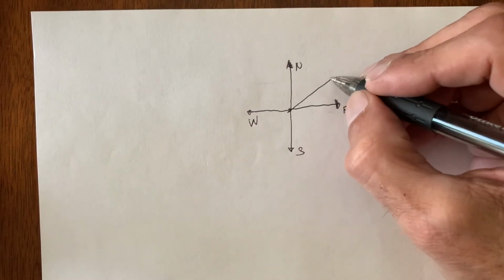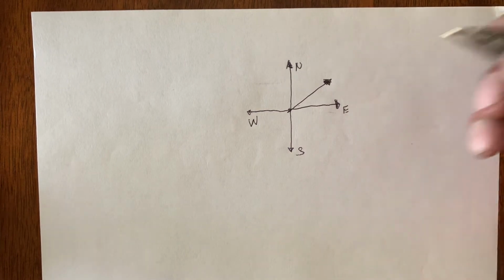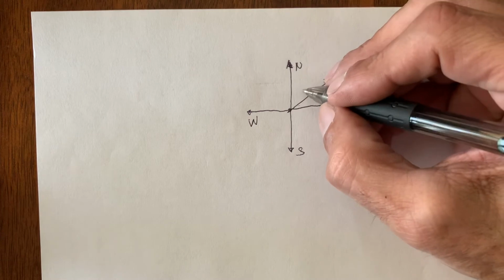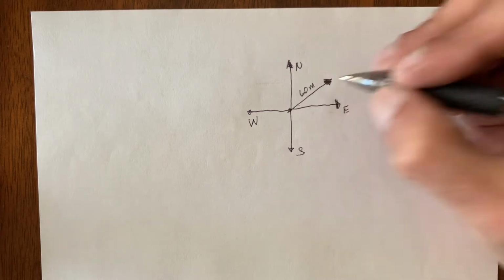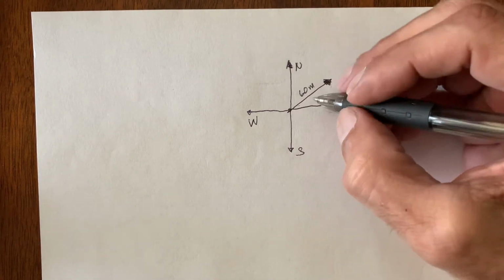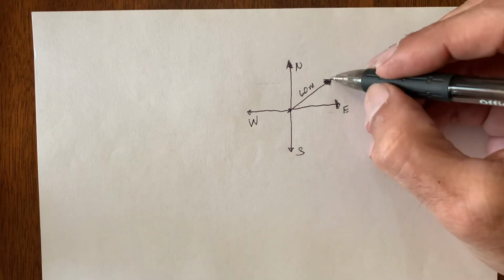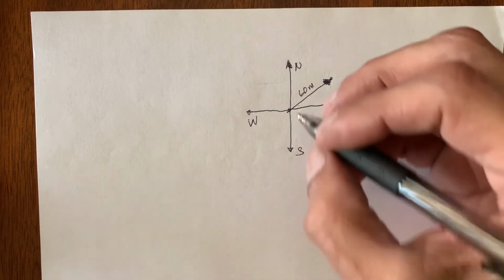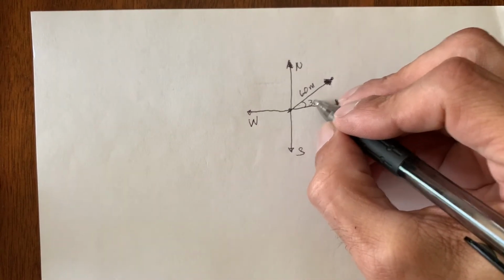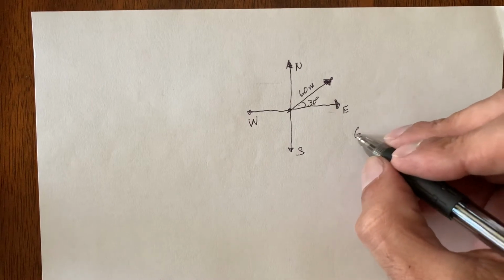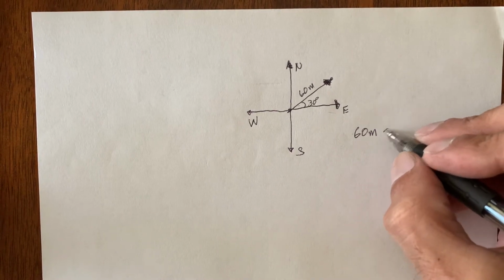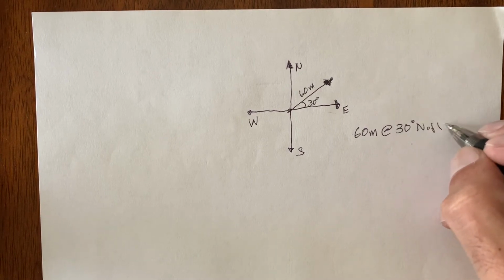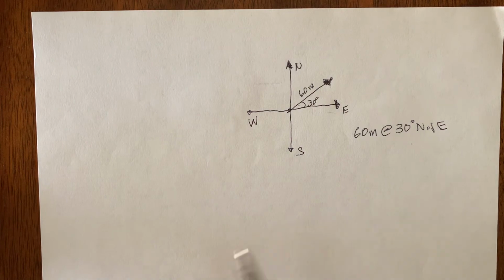So let's say I had a vector here, let's make it a displacement vector. Let's say I'm going 60 meters this way. The question is, when you get over here and you want to give directions to where you are, how do you say that? Let's say this was 30 degrees. So you would say that I am at 60 meters at 30 degrees north of east. And so you see, this is how you do this.